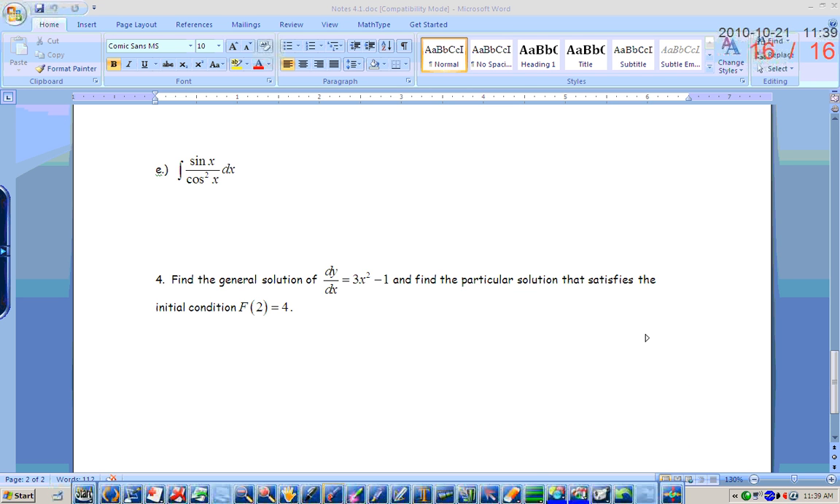Okay, on E, can we use trig properties to rewrite that somehow? Sine over cosine is what? Tangent. And another cosine on the bottom is secant. So this is really the integral of secant x tan x. And what has a derivative of secant x tan x? Yep, secant x plus c.